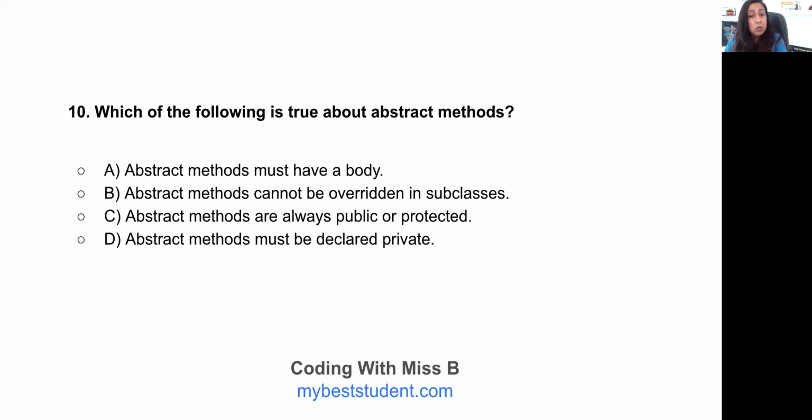C, abstract methods are always public or protected. And B, abstract methods must be declared private. Now, if you think about that, it's interesting because if you declare it as private, it puts a lot of limitations on an abstract method, which I don't think makes sense. So the correct answer is C. Abstract methods are always public or protected. That's what allows subclasses to extend the class and also use those methods, as in override those methods.